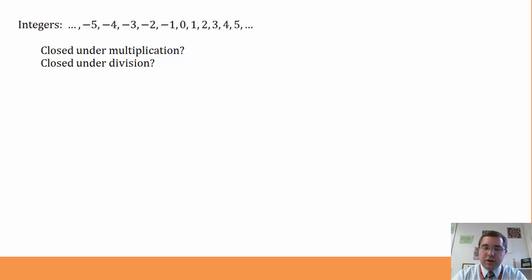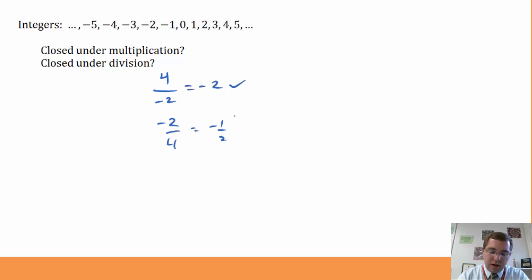Alright, so this is closed under addition, this is closed under subtraction, is this closed under multiplication? If I take any two integers and I multiply them, do I always get another integer? Well, yes, I do. Okay, negative 2 times positive 3 is negative 6, that's another integer. And I could do that, and I'll always get another integer. Are they closed under division? Well, 4 divided by negative 2, that's negative 2, that's another integer. What about negative 2 divided by 4? That's negative 1/2. That is not an integer. So no, they're not closed under division.